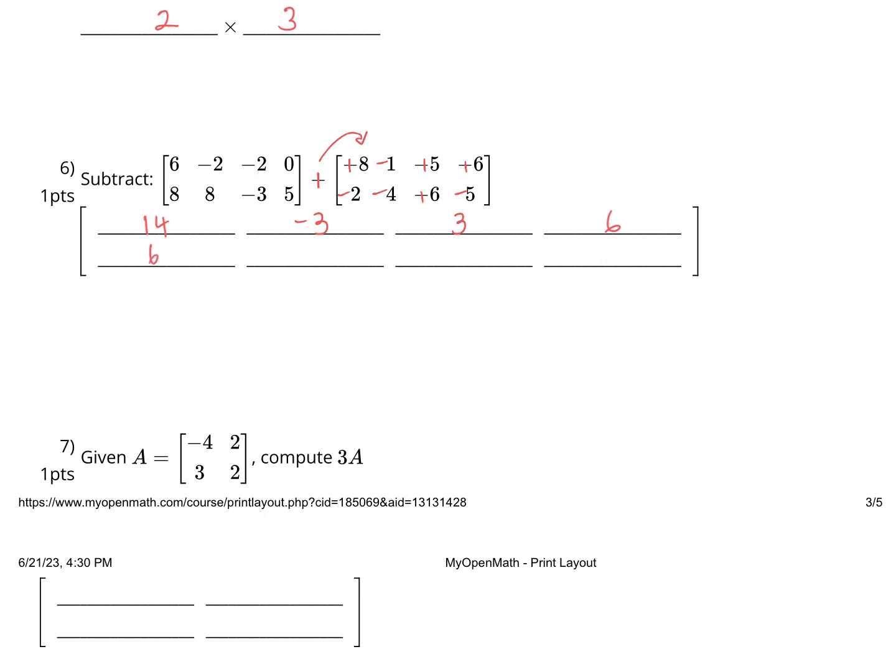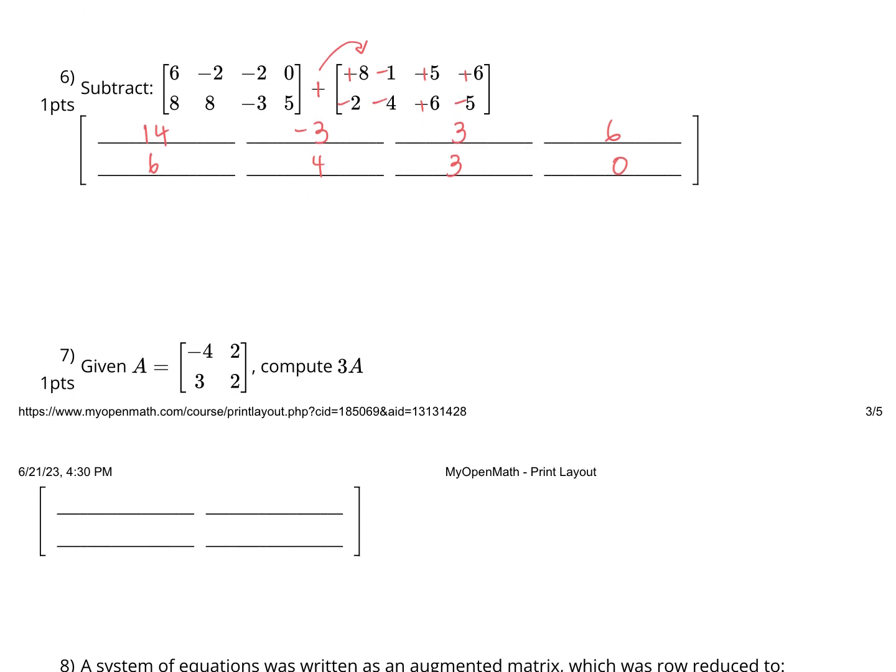8 minus 2 is 6. 8 minus 4 is 4. Negative 3 and 6 is 3. And 5 and negative 5 is 0. So again, if you have a subtraction, just change it to plus and change all the signs in the matrix following that. I think it's much easier. You're less likely to make a mistake with your signs.